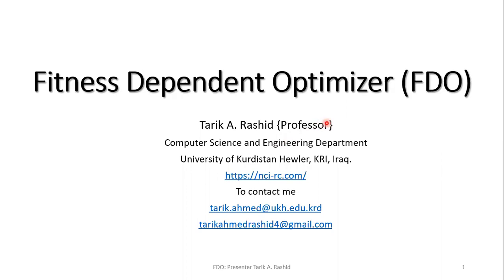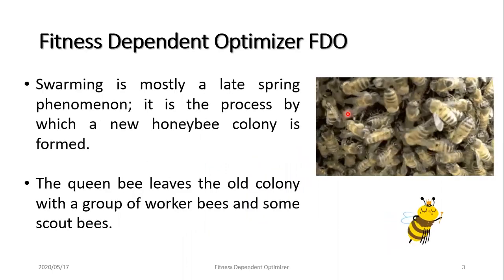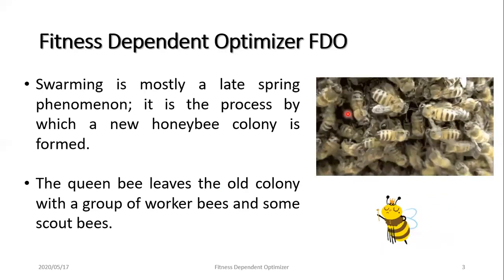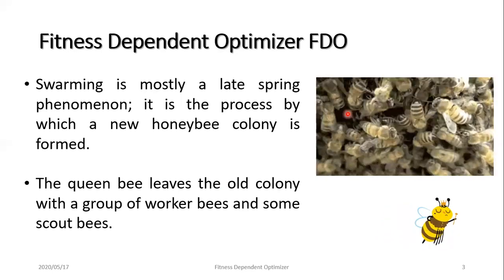Today I am explaining a new algorithm which is called Fitness Dependent Optimizer or FDO. FDO, Fitness Dependent Optimizer, is a nature-inspired population-based metaheuristic optimization algorithm. It is inspired by the bee swarming reproductive process. Actually, swarming is mostly a late spring phenomenon. It is the process by which a new honeybee colony is shaped.